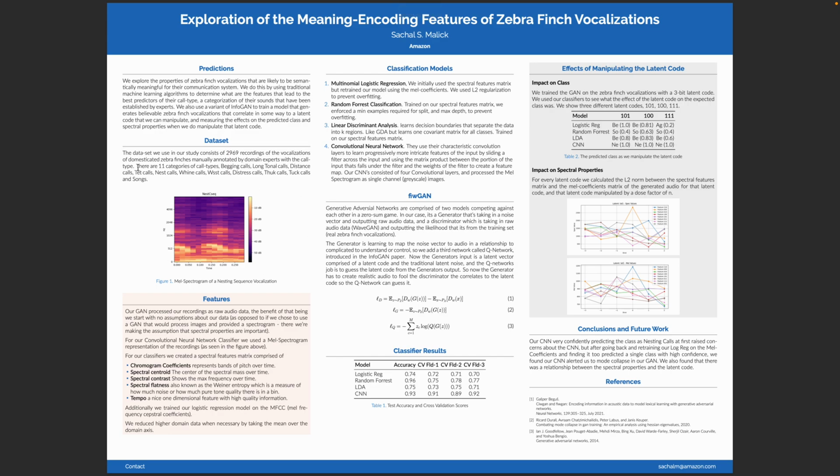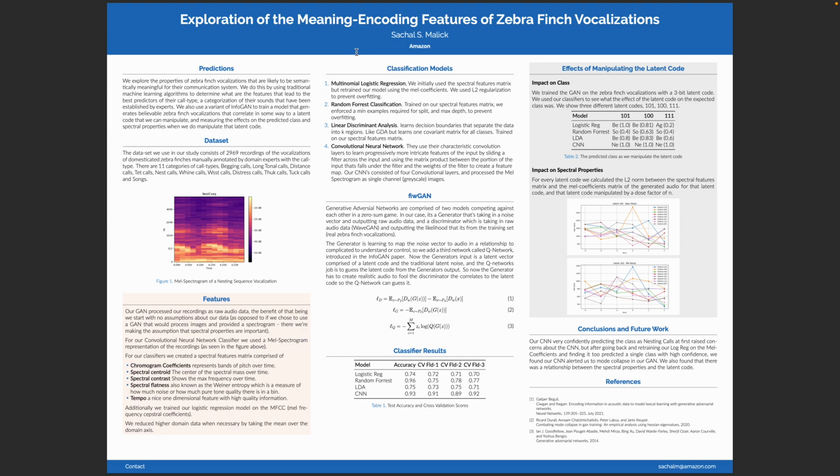Okay, so for our classification models, we've got a couple. So we've got multinomial, random forest, LDA, CNN. So for a multinomial, first we trained this on the spectral features matrix, then we went and retrained it on the MEL coefficients. We'll talk a little bit about why, but we use L2 regularization for this model to prevent overfitting by penalizing super high weights. For random forests, we train this on our spectral features matrix and enforce a min number of examples required to have a split, and also the max depth to prevent overfitting.